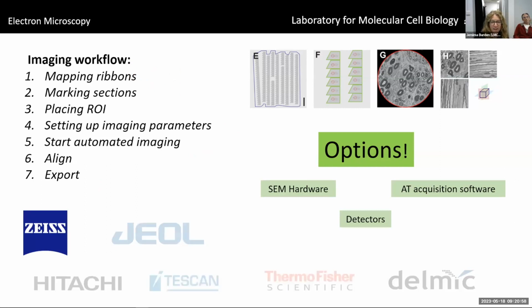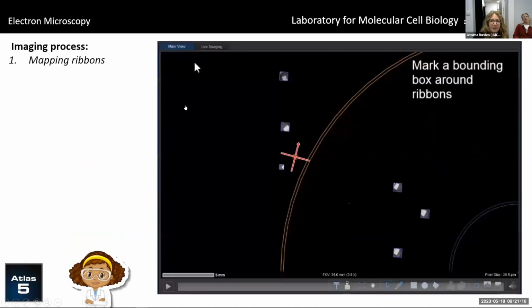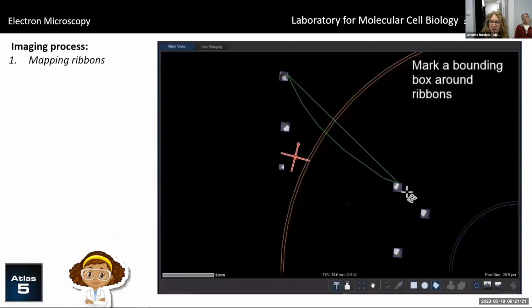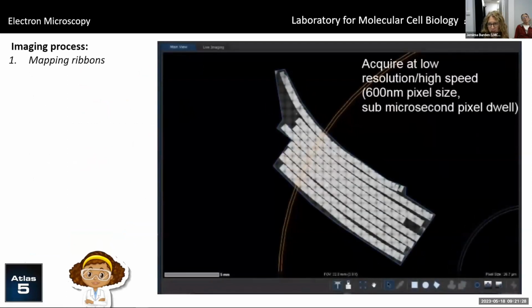Now, we have a Xi system, so most of our experience is related to that. Having said that, the things that we have started to consider, we regularly consider within strategies for all of these steps, probably are helpful and useful for other manufacturer solutions as well. So firstly, mapping ribbons. So here the aim is literally just to mark a bounding box around where your sections are on the ITO coated cover slip, and then take a low resolution, say 600 nanometer pixels, to map out where all your sections and ribbons are.